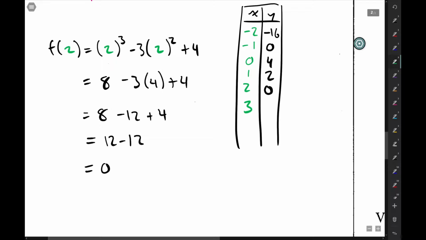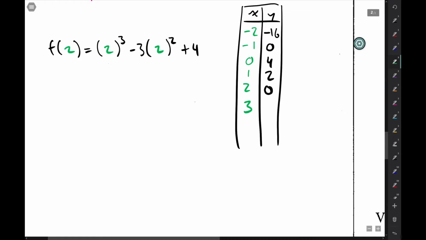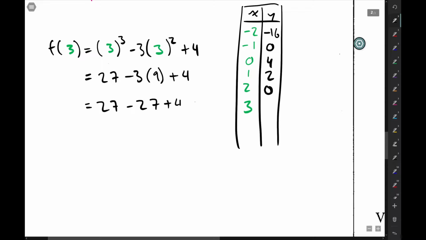3. So if we plug in 3, let's delete that. Okay, so if we plug in 3, we'll get 3 cubed. 3 cubed is 27. Negative 3 times 3 squared is... Oh, well, hey. We actually have 27 subtracted by 27 plus 4.